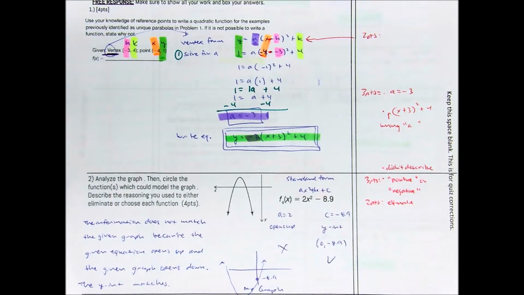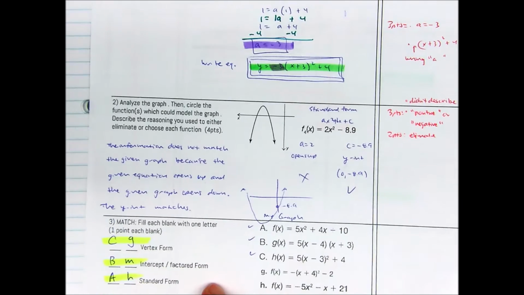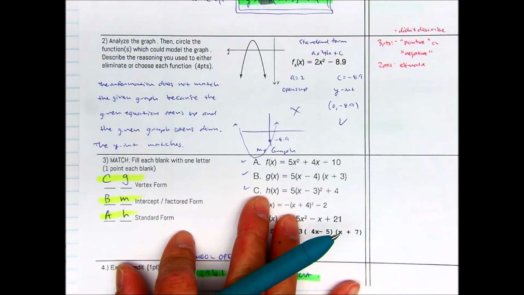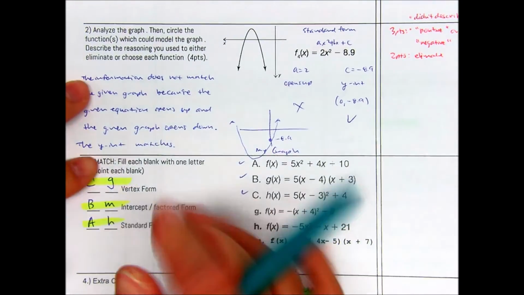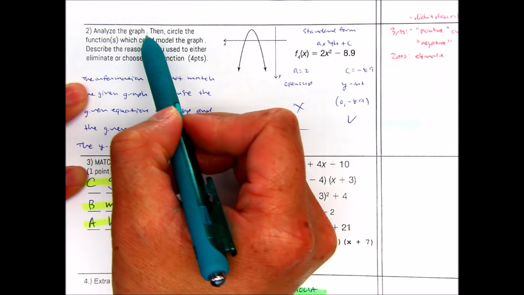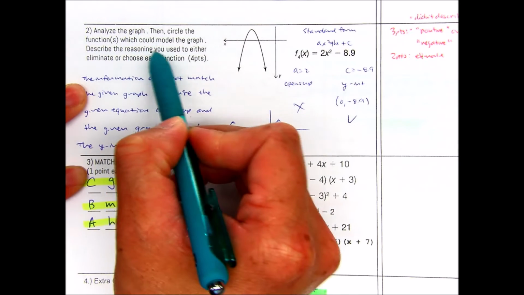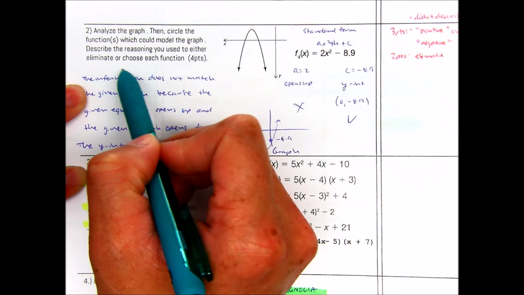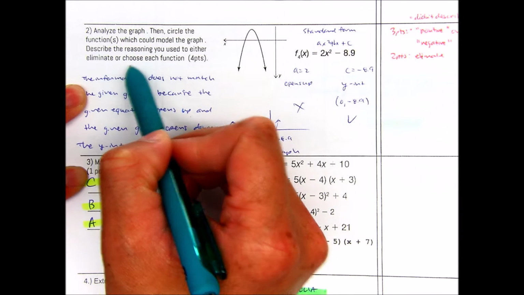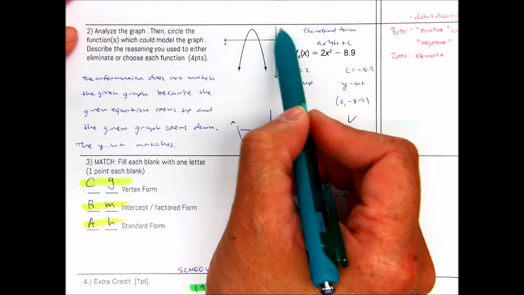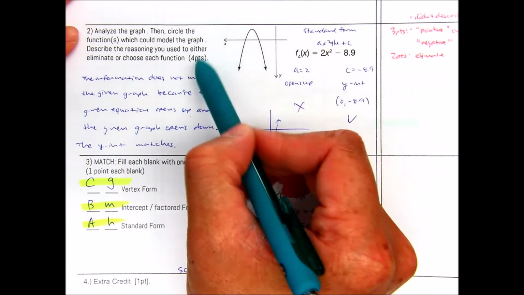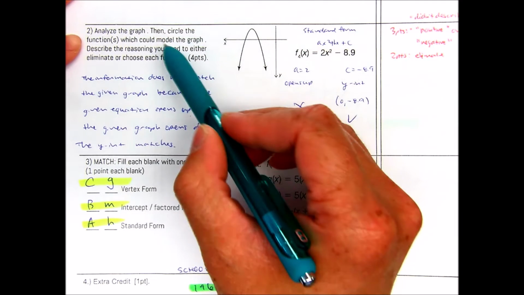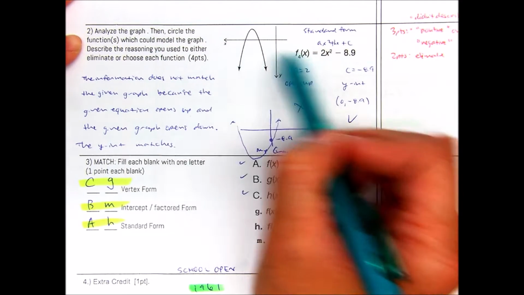Question number 2. Analyze the graph, then circle the functions which could model the graph. Describe the reasoning you used to either eliminate or choose each function. So you look at the graph, then you'll circle this. I don't even grade it if it's circled or not. If it models this, does it match?